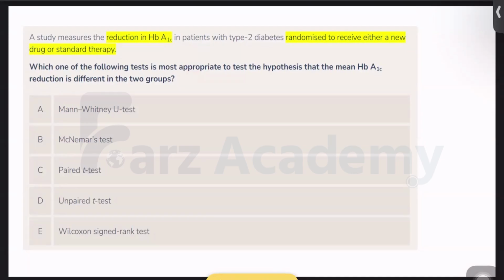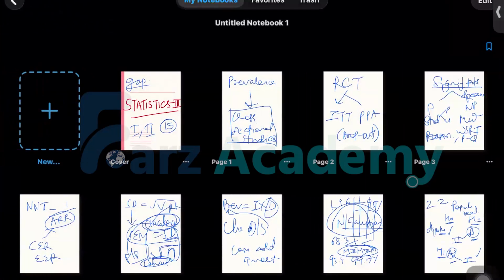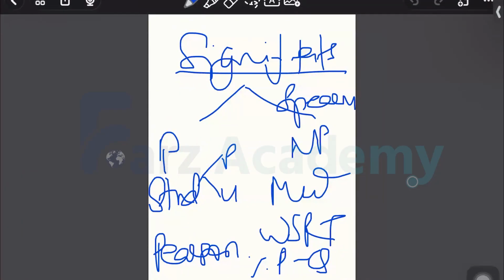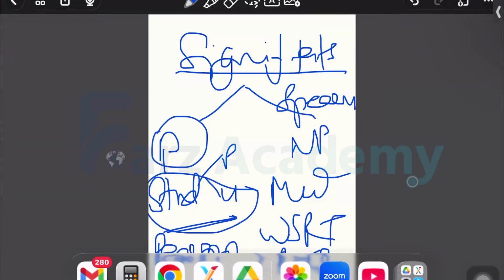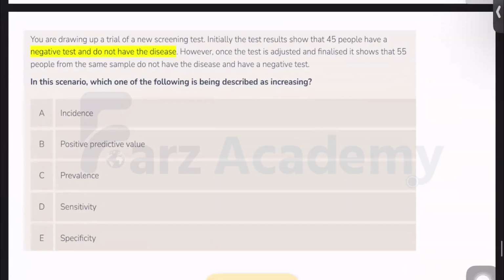Unpaired data, which parametric test is used? Unpaired t-test. Unpaired data parametric test, unpaired t-test. Very good. Next.